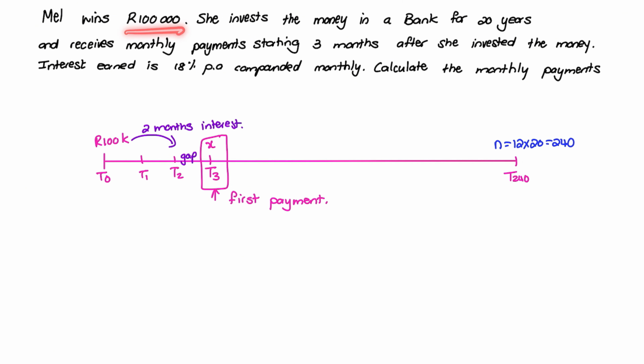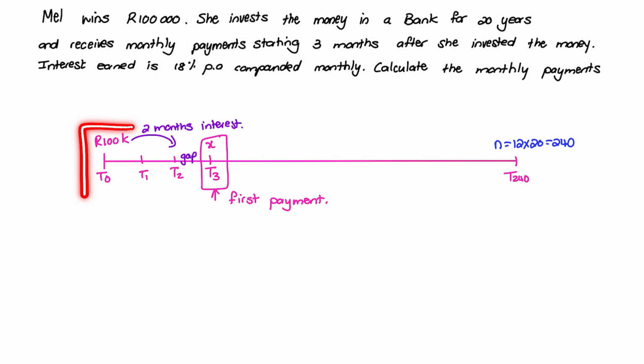So Mel wins 100,000 Rand and this happens at time 0. She is investing the money for 20 years and receives monthly payments. So 20 years times 12 is 240 months in total. But we need to be careful. The question says that payments start 3 months after she invested the money. So if Mel is investing money right now, when 3 months passed, we have 1, 2, 3. So her first payment is only at month 3. And we want to calculate the monthly payments.